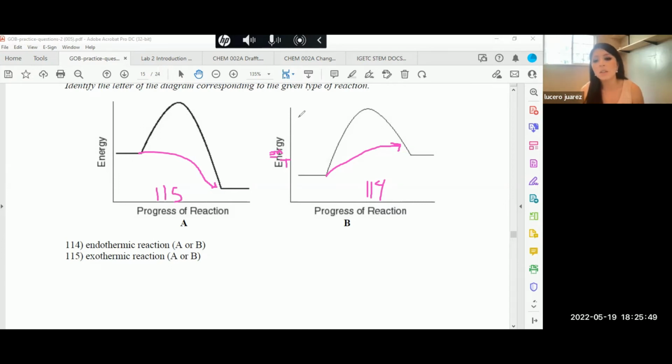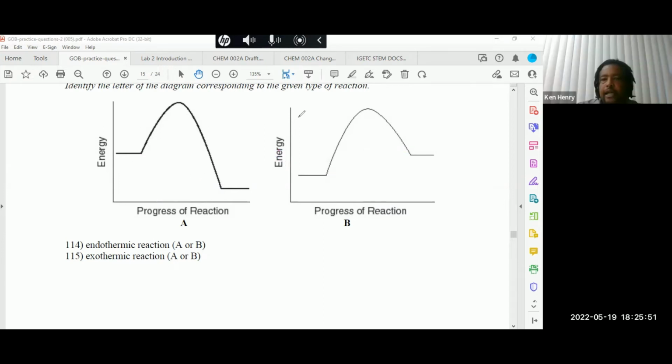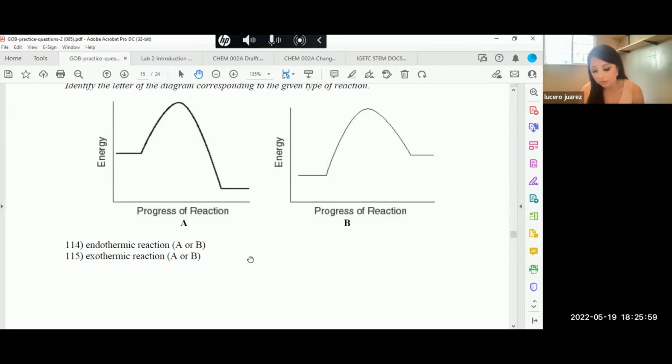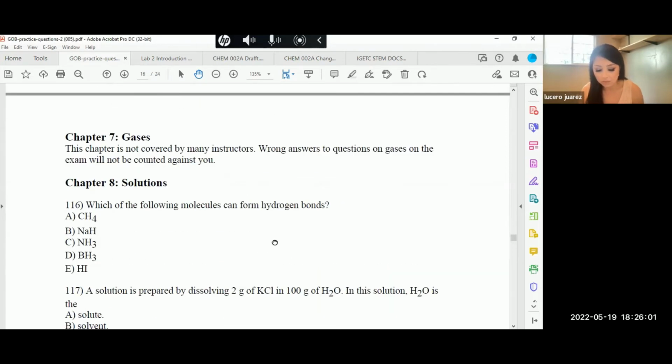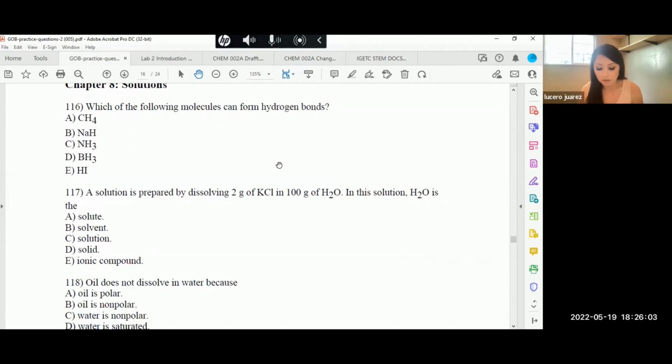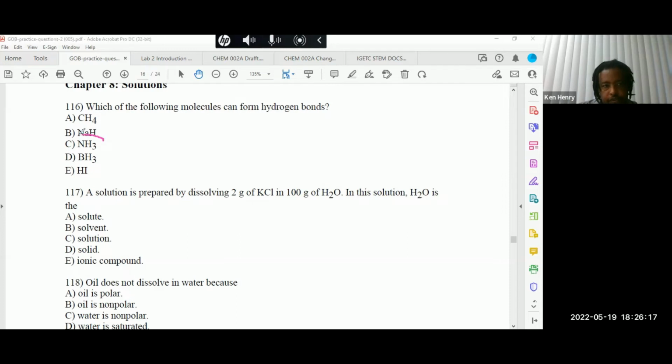Will there be questions on gases? I told you there's one question on gas. You need to use PV equals nRT. And then 116 I did, which is C. That is correct.